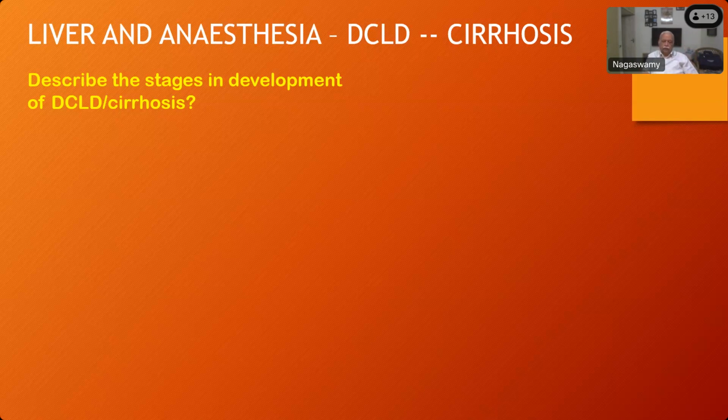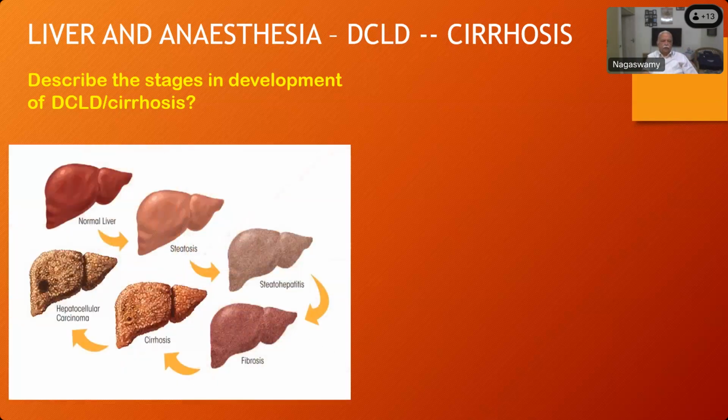Any idea? So this picture will tell you. See, you have a normal liver. Then you have steatosis, that is, fat starts accumulating. Once the fat starts accumulating in the liver, the fat irritates the liver and produces inflammation in the liver. We call it steatohepatitis.